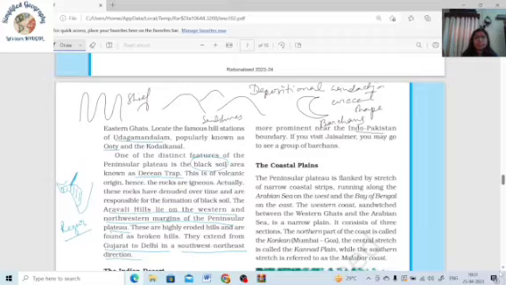In the desert region, some erosional landforms are also seen, like mushroom rocks, inselbergs, yardangs, and so on. We will definitely discuss all these landforms in a separate video. For now, let us come to the coastal plains.